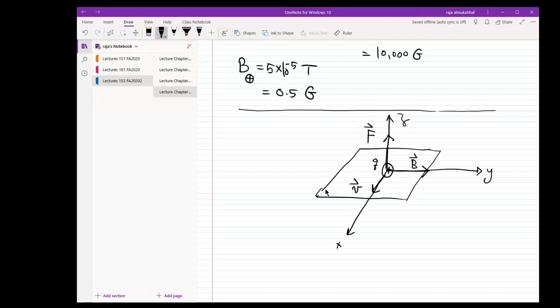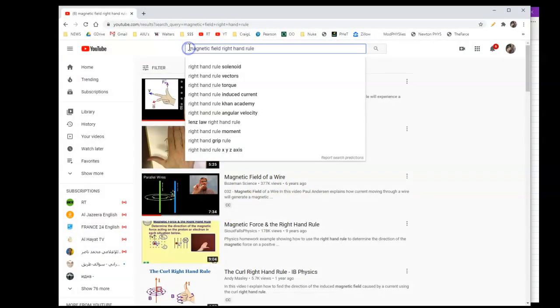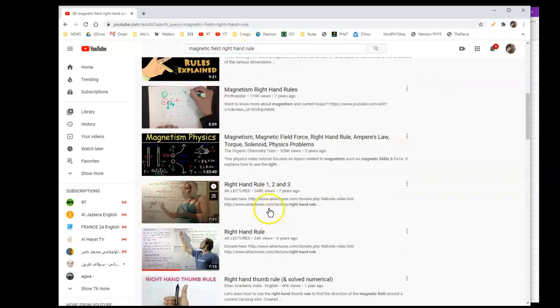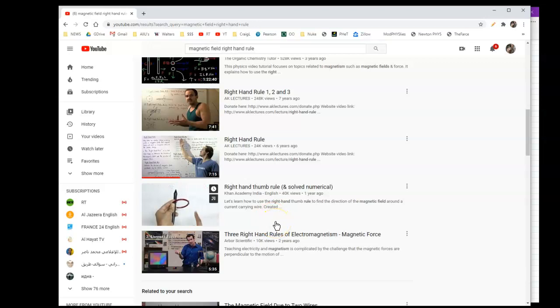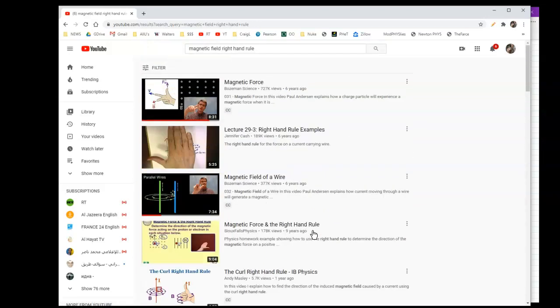Unfortunately, I cannot show you my hand. The program that I'm using is a screen reader. I'm going to show you a video on how to use that, or at least direct you to a bunch of videos. So let me pause here. I'm going to go to YouTube. I already prepared that page. If you go to YouTube and type in magnetic field right-hand rule, you'll come up with lots and lots of videos on how to use the right-hand rule. Please take the time to learn it.